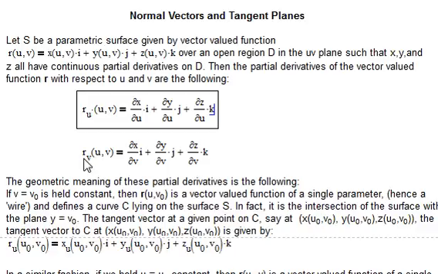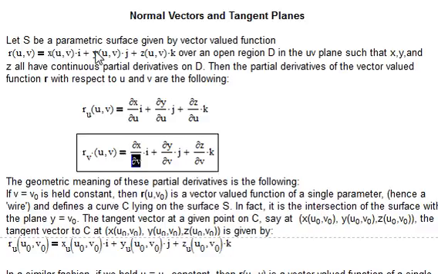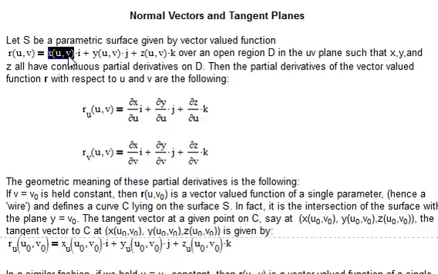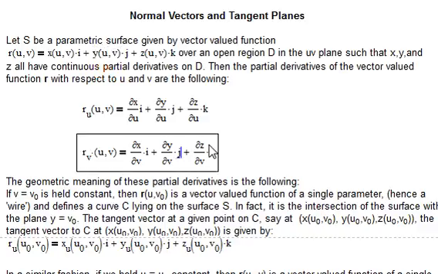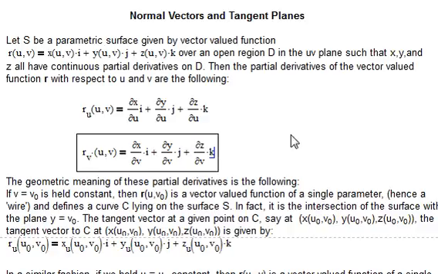And the partial derivative with respect to v of our vector valued function is the partial of x with respect to v times i, plus the partial of y with respect to v times j, plus the partial of z with respect to v times k. Sorry, I forgot to say times i.